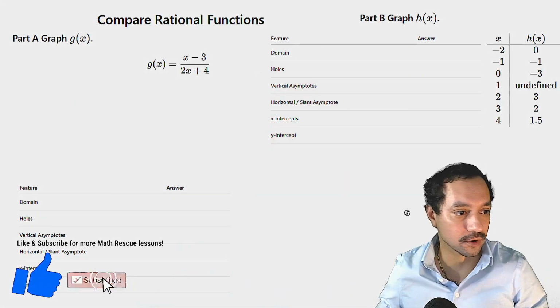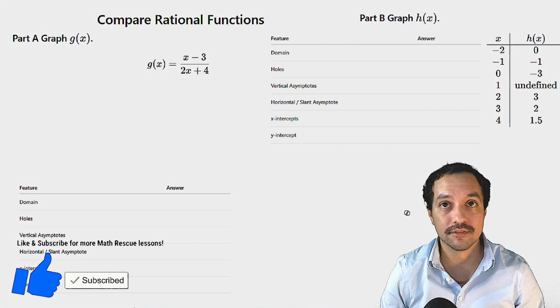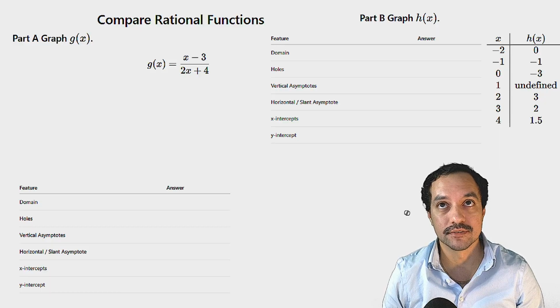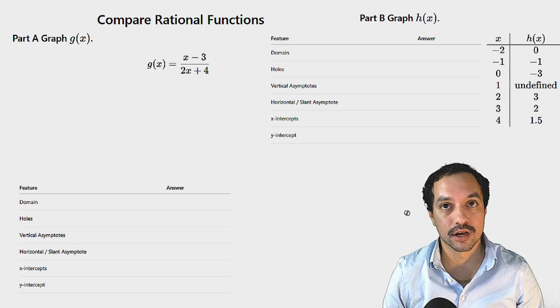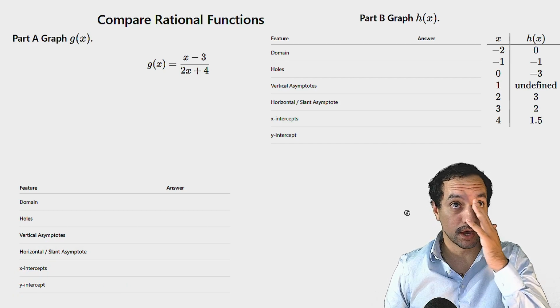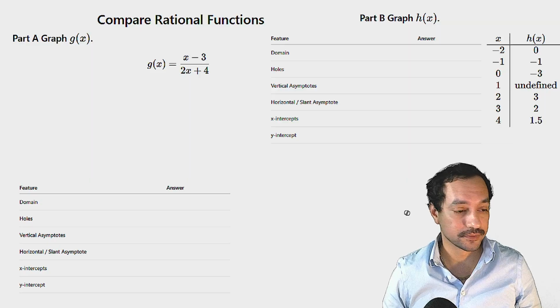Alright, so on the left hand side we have the function rule, g, and on the right hand side we have a table representing a function which we're calling h. So let's go ahead and start off with our function rule.